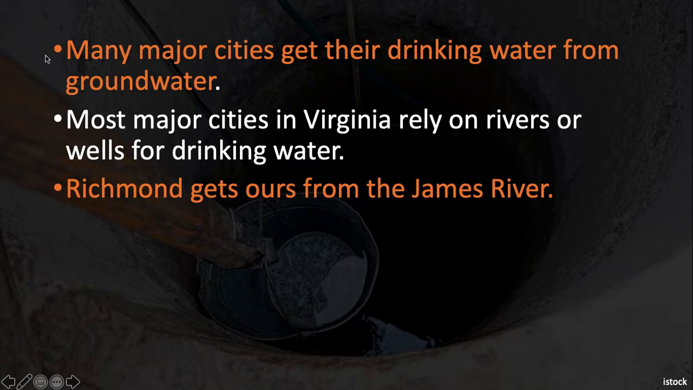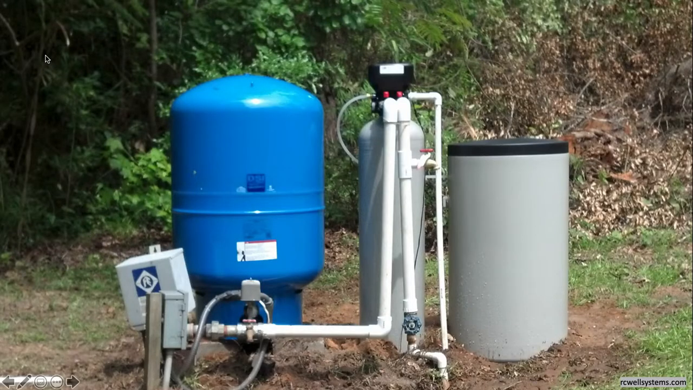Most major cities in Virginia rely on rivers or wells for drinking water. Richmond gets ours from the James River. So wells would be accessing groundwater. But we're not talking about necessarily bucket wells. It's more usually of a high-tech pump sort of situation like you see here.